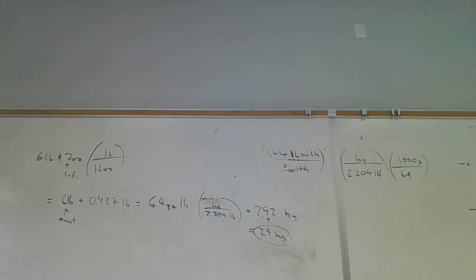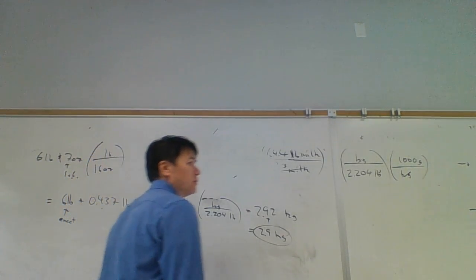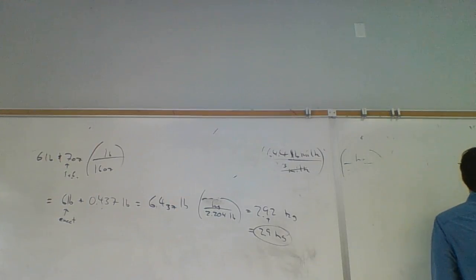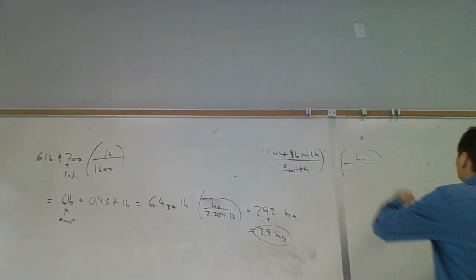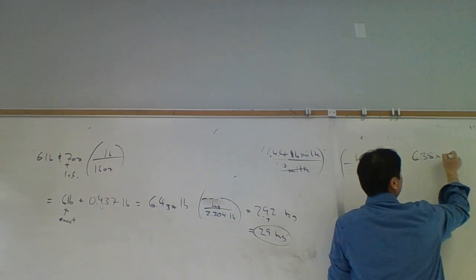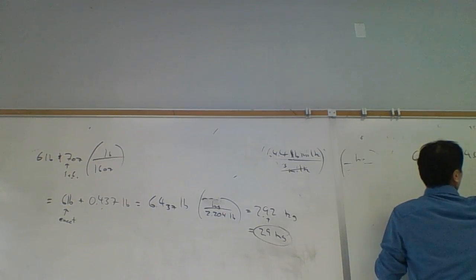Let's take a look at number 11. What we have to do with these is either write it in decimal form, or make sure that the exponent is the same. So this is 6.38 times 10 to the 7 plus 4.01 times 10 to the 8.